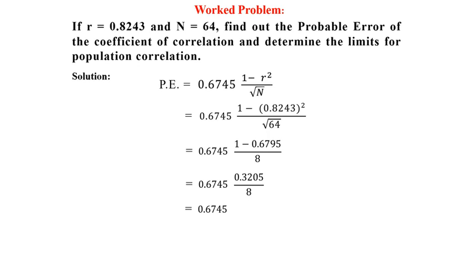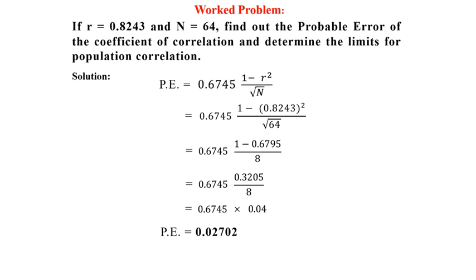That means 0.6745 into 0.04. Some fractions will be there, I am limiting that to 2 digits only. So 0.04006 something it will be, so I am taking only 0.04. Multiply this, you will get probable error equals 0.02702. Okay, so probable error has been computed.